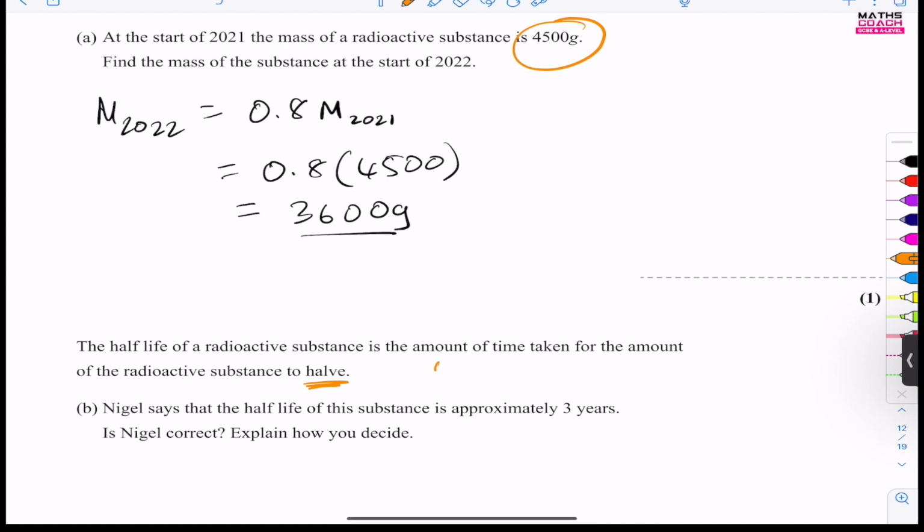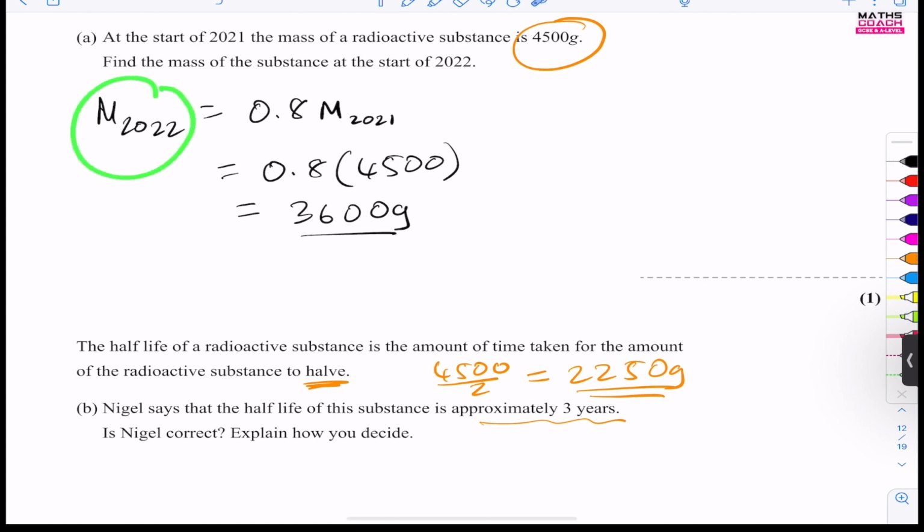Okay, so half of that, so 4,500 divided by 2 is 2,250. Nigel says that the half-life of this substance is approximately 3 years, so it takes 3 years. Is he correct? Explain how you decide. Well, we've just done 2022, which gave us this.